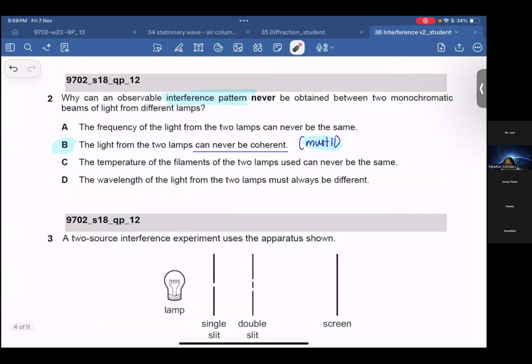The answer for question number 2 is B, Wesley. B. Why it is never able to observe the interference is because it is never coherent. It must be coherent. Wesley, okay? Manjo, no, almost there. Vashini, correct.